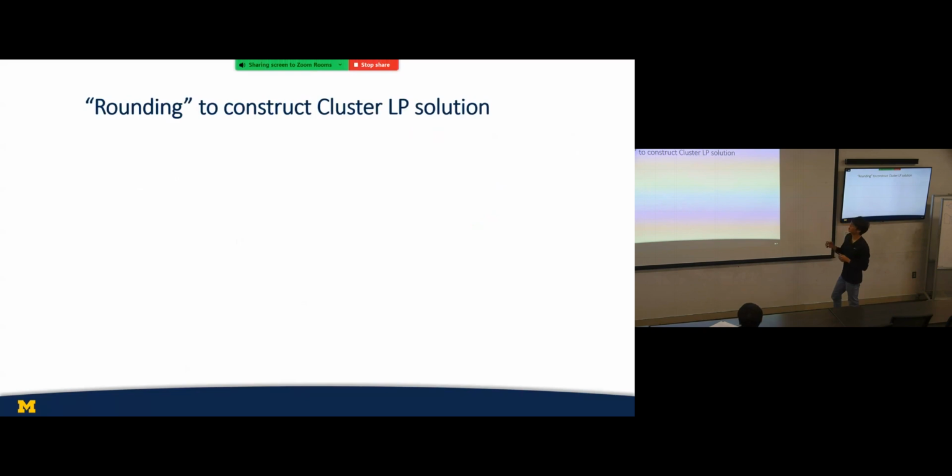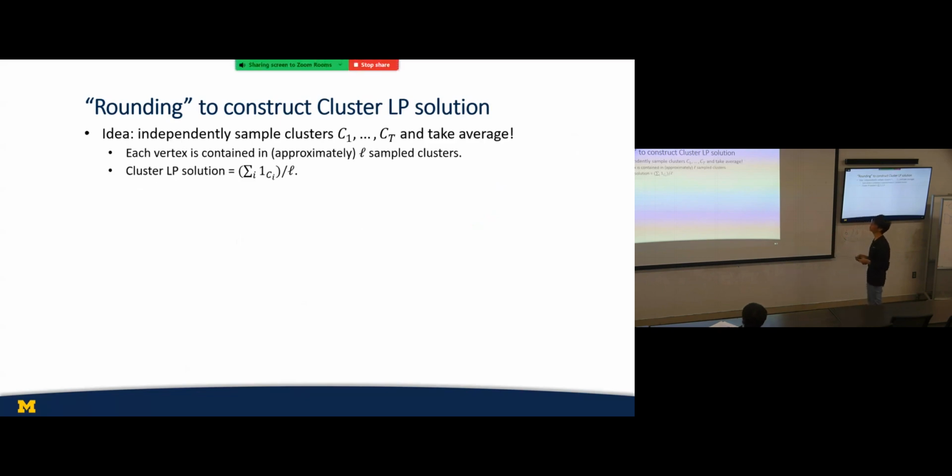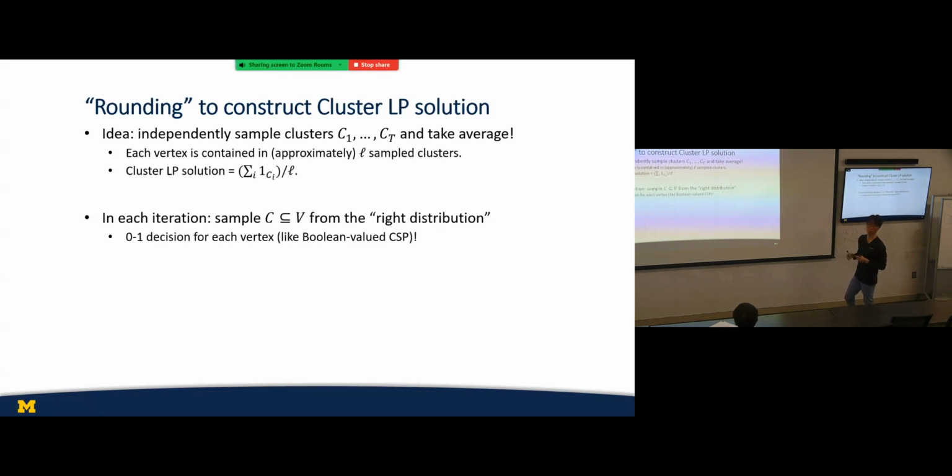After doing this, we have to round the relaxation to solve the cluster LP. The way we do this is very simple, and it's iterative. In each iteration, we sample one cluster, but we engineer the distribution so that at the end of the day, each vertex is contained in basically the same number of clusters. So in each iteration, the probability of a vertex being sampled is the same. All you do is sample all these clusters, and at the end add all the indicator vectors and divide by the common number. That's the cluster LP solution, because basically the only constraint for the cluster LP is that each vertex is contained in one fractional cluster. So that's at least how we solve it. Then of course the problem becomes what you do in one iteration.